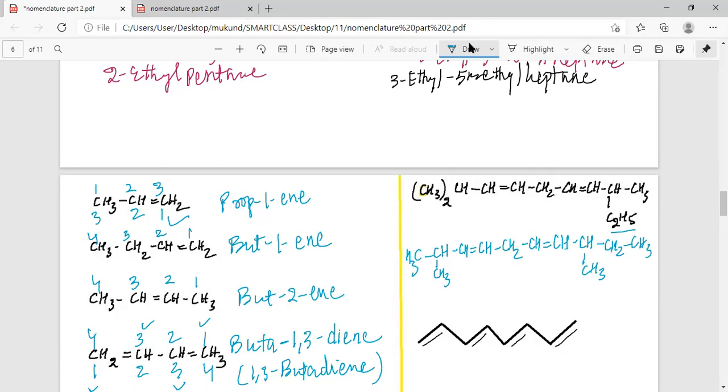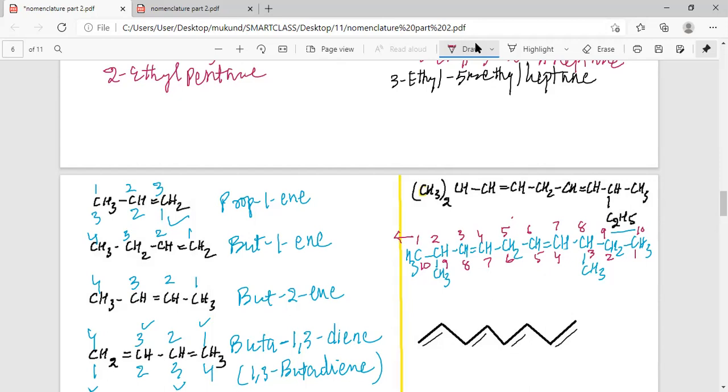Now let's write the numbering, my dear students. So we will have 1, 2, 3, 4, 5, 6, 7, 8, 9 and 10. The same way here we have 1, 2, 3, 4, 5, 6, 7, 8, 9 and 10. Here if we count the numbering, in this case we get 2, then the double bond has got 4, and then the other double bond has got 6.